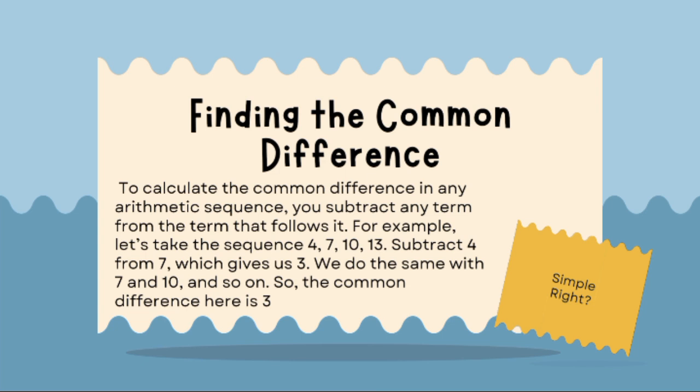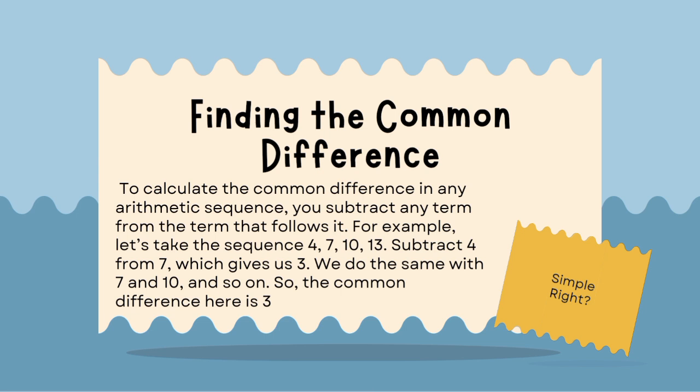Great explanation. Now, let's see how to find the common difference. To calculate the common difference in any arithmetic sequence, you subtract any term from the term that follows it. For example, let's take the sequence 4, 7, 10, and 13. Subtract 4 from 7, which gives us 3. We do the same with 7 and 10, and so on. So, the common difference here is 3.